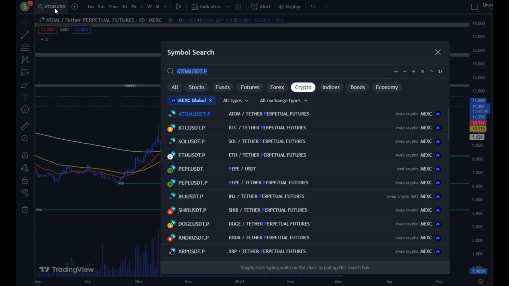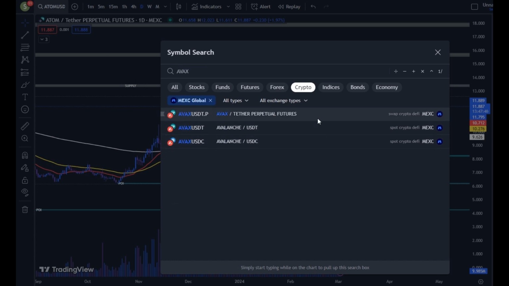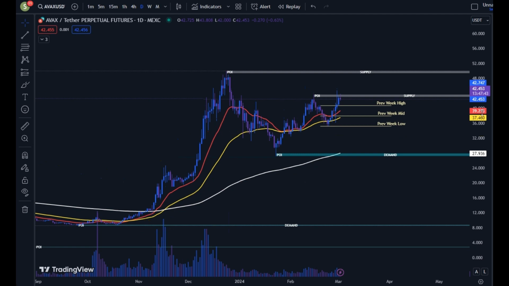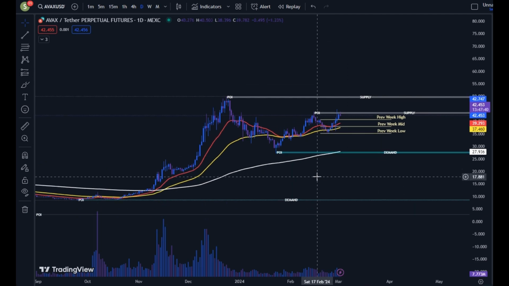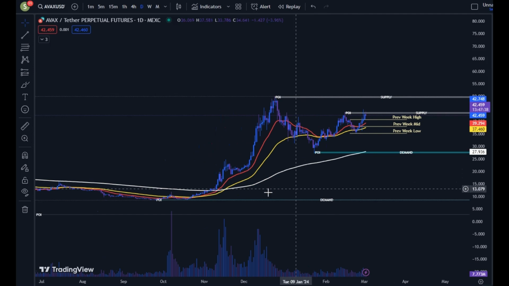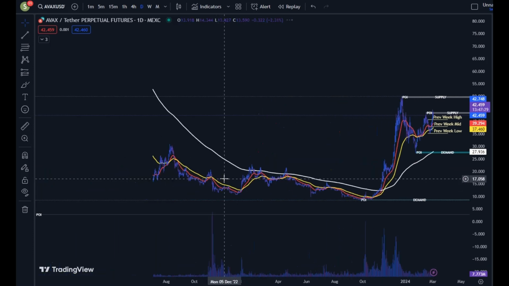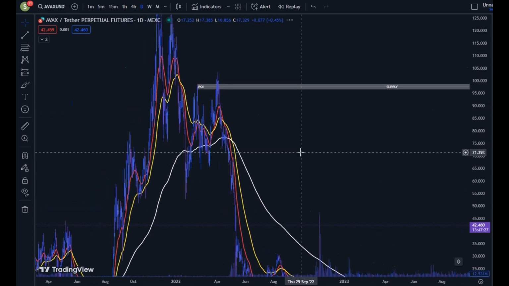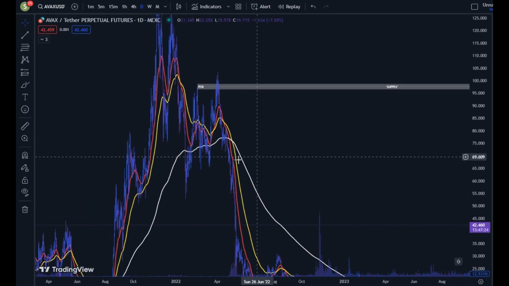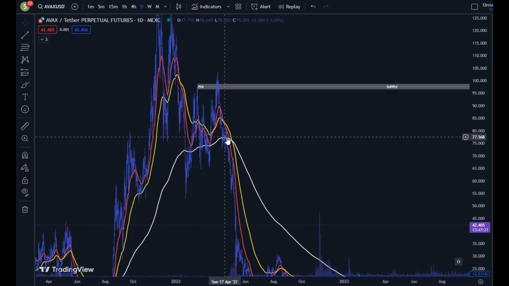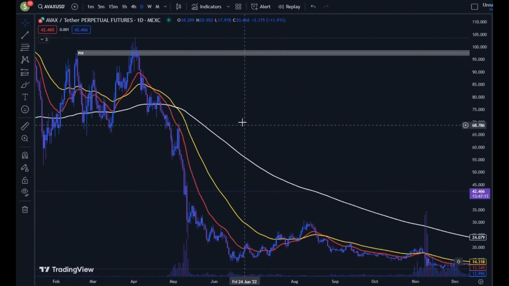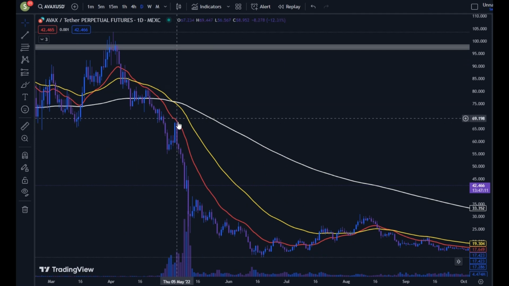What have we got next? We've got AVAX. AVAX has moved a lot. The 10th of November is when we got the crossovers on here. And as you can see, like I've shown you, every time the 20, the 50 and the 200 have crossed that area, and then we've got a retest of the 20.